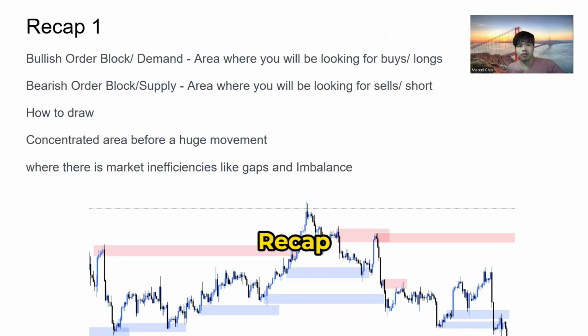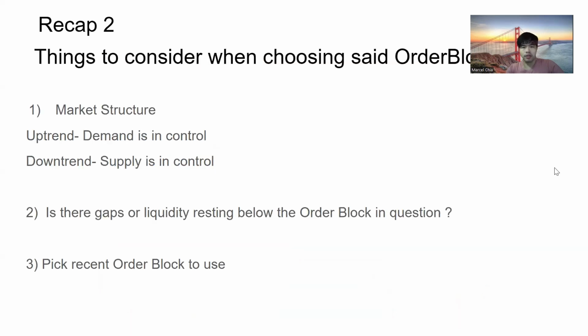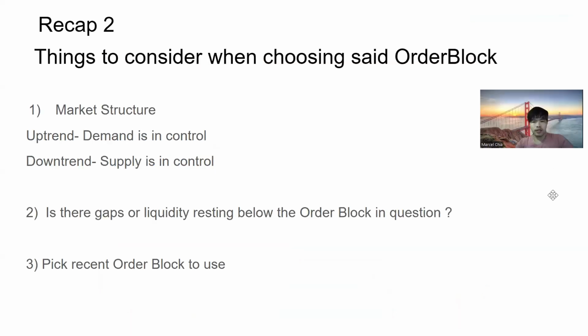There are generally two types of order block that we look for: demand, where we go for longs, and supply, where we go for shorts. So how do we exactly draw it? It is basically the concentrated areas before a huge movement where there's market inefficiency like gaps. So this screenshot is, of course, some quick fire examples that one can refer to. And next, some things to consider when choosing the said order blocks.